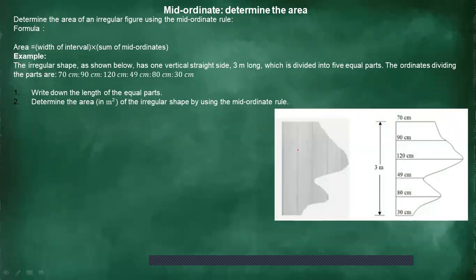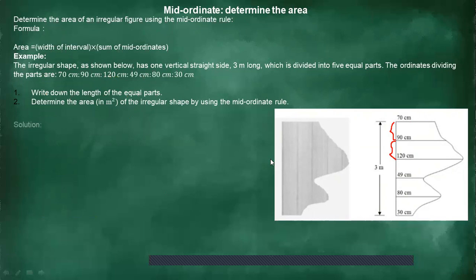The irregular shape shown below has one vertical straight side, 3 meters long, which is divided into 5 equal parts. The ordinates dividing the parts are 70 centimeters, 90 centimeters, 120 centimeters, 49 centimeters, 80 centimeters, and 30 centimeters. Write down the length of the equal parts. Meaning we want to know what is the length from here to there, from there to there.